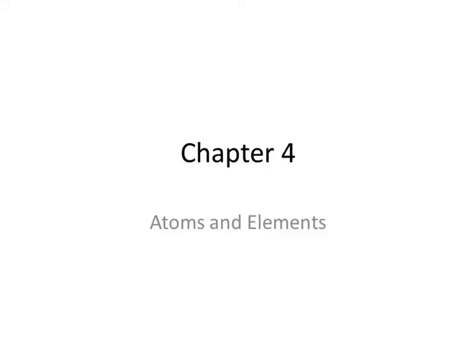Okay, in chapter 4, we have a lot of different things to cover. We're going to look at elements and symbols. We'll look a little bit at the periodic table. We will start to understand how we developed our understanding of the structure of the atom.